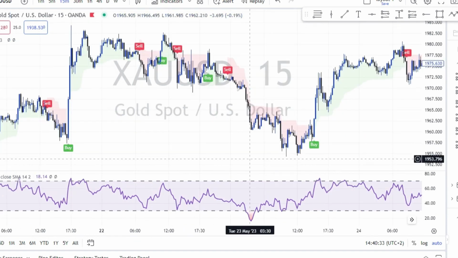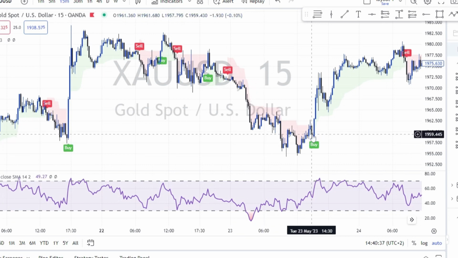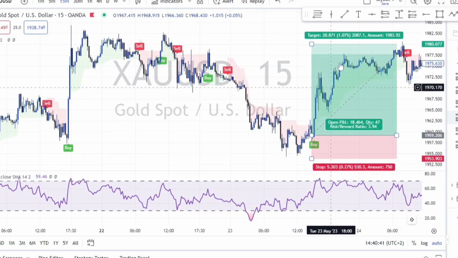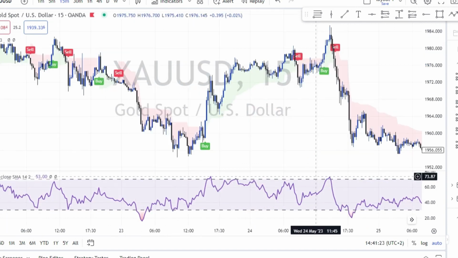We have an oversold situation here, right? So which means with this buy signal, we are going to be entering into a trade. And we definitely do that. Look to your left. This is where your market has been. That's where you're going to be taking your profit. If you look here, we have an oversold situation, right?